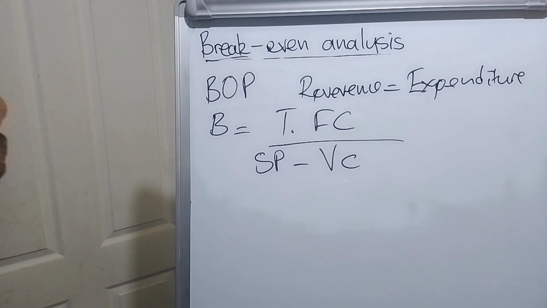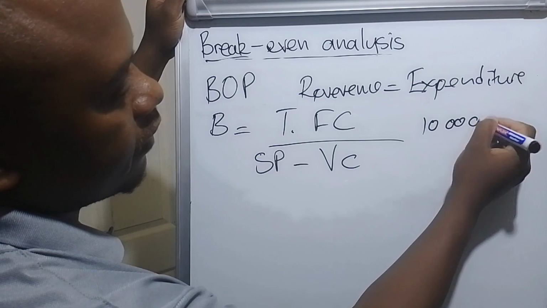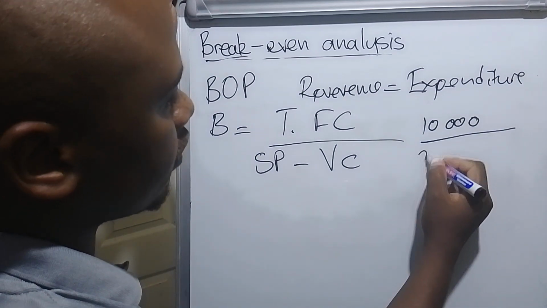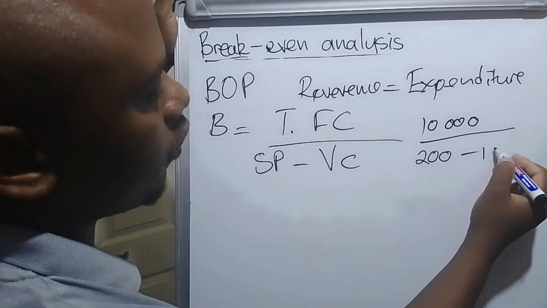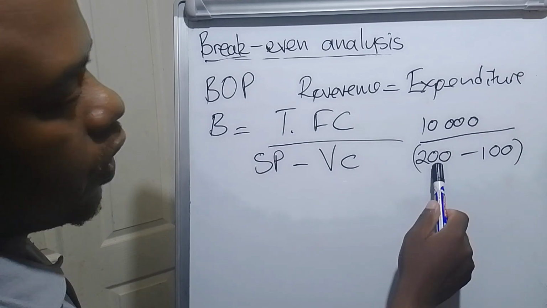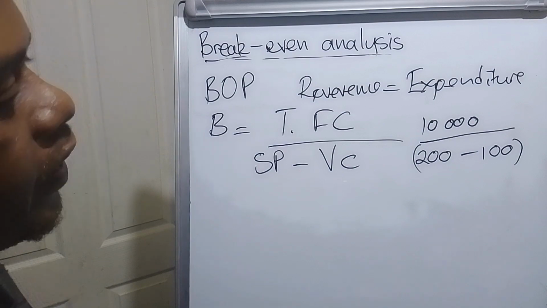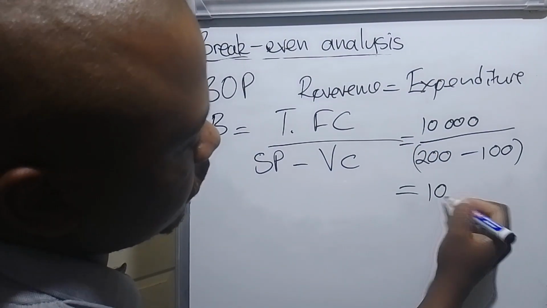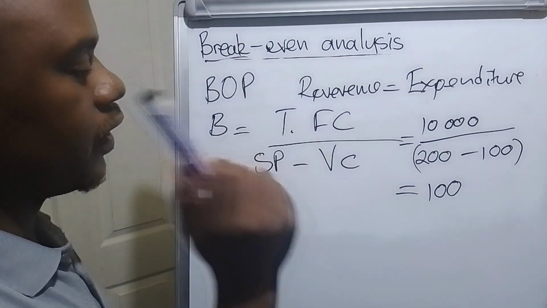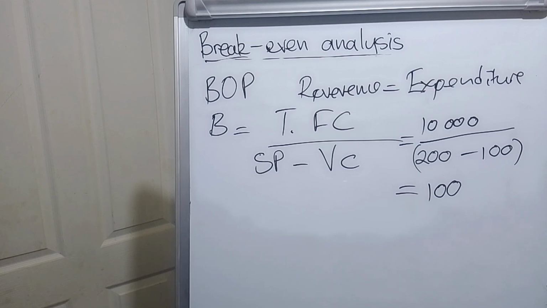Let's put some figures into this. For example, let's say an organization has total fixed costs of 10,000, the selling price per unit is $200, and the variable costs are $100. In this case, our break-even point will be 10,000 divided by 200 minus 100. So it will be 10,000 divided by 100, which gives us 100. Our break-even point will be 100 units. Remember, the break-even point you calculate from this formula is always in units.